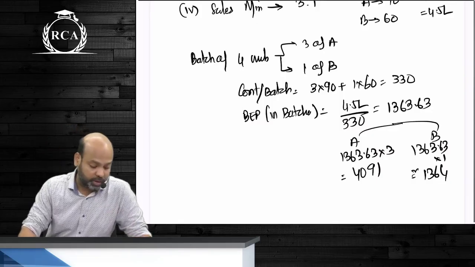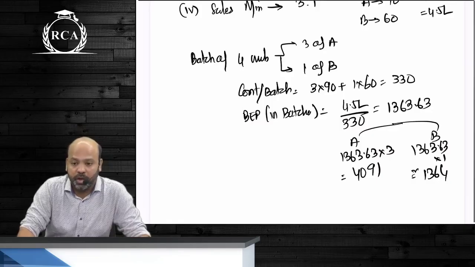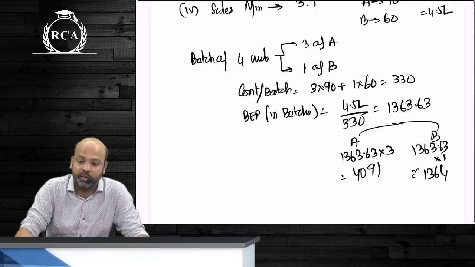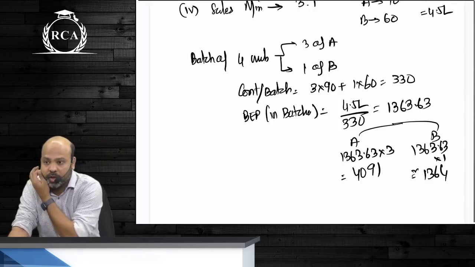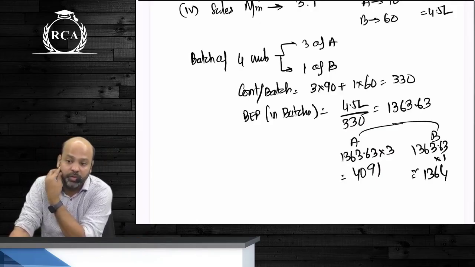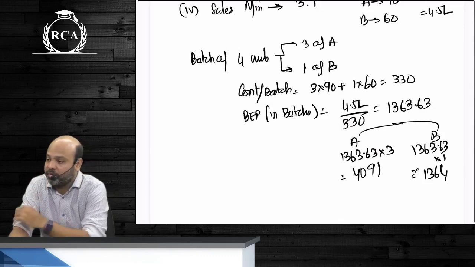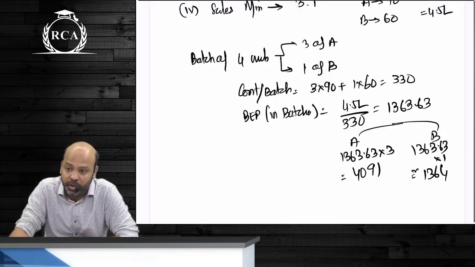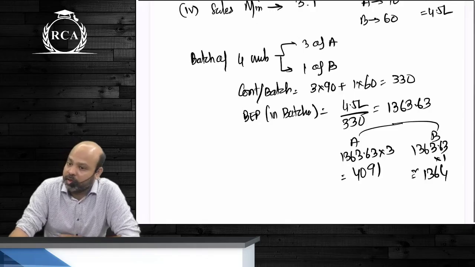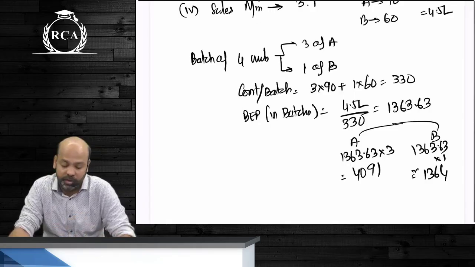Alternatively, what can we do? Compute weighted average contribution per unit. That will be nothing but 330 divided by 4. Remember, this is sales mix, that means the ratio in which the number of units are sold. You can never ever use this to compute weighted average PV ratio. If you need weights for PV ratio, that has to be sales in rupees, not sales in units, because PV ratio is applicable to revenue in rupees. So there is no way that we compute weighted average PV ratio using sales mix.